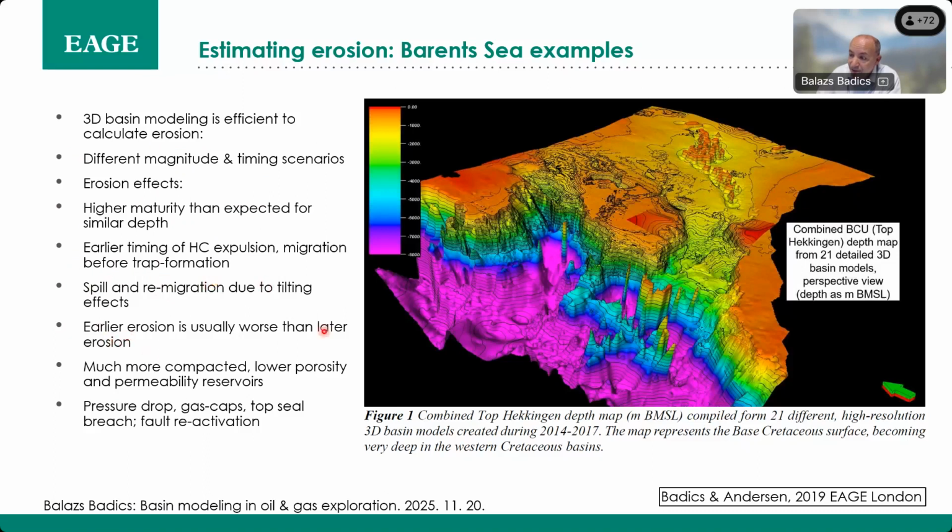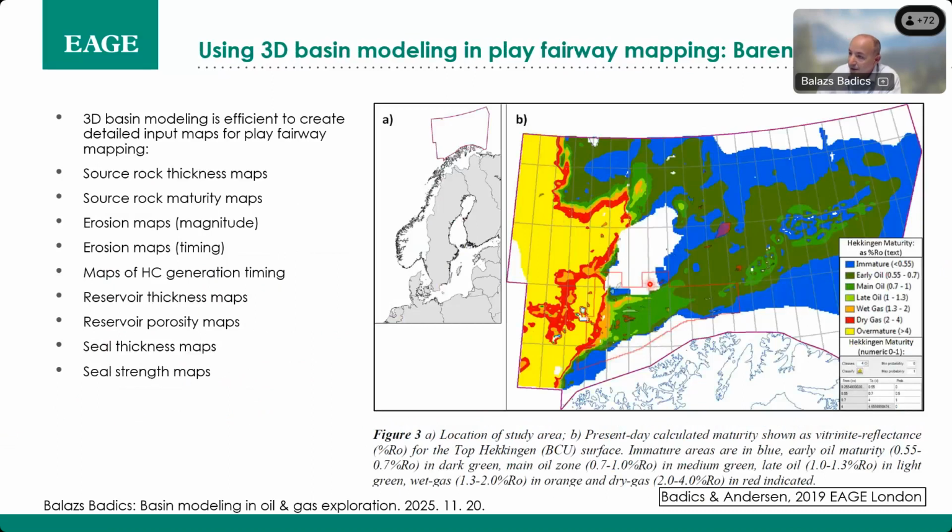And then usually the earlier the erosion is, it's usually worse than the later one. So also, of course, a very high effect on the porosity reduction of the reservoirs. You can have pressure drop, gas caps, top seal breach, and so on. So this was published by us in 2019 at EAGE London. This is a combined view of 21 detailed 3D basin models of the Barents Sea, showing the top Jurassic, the top Hekkingen, and then how we estimated the erosion. And then we use that also in play mapping.